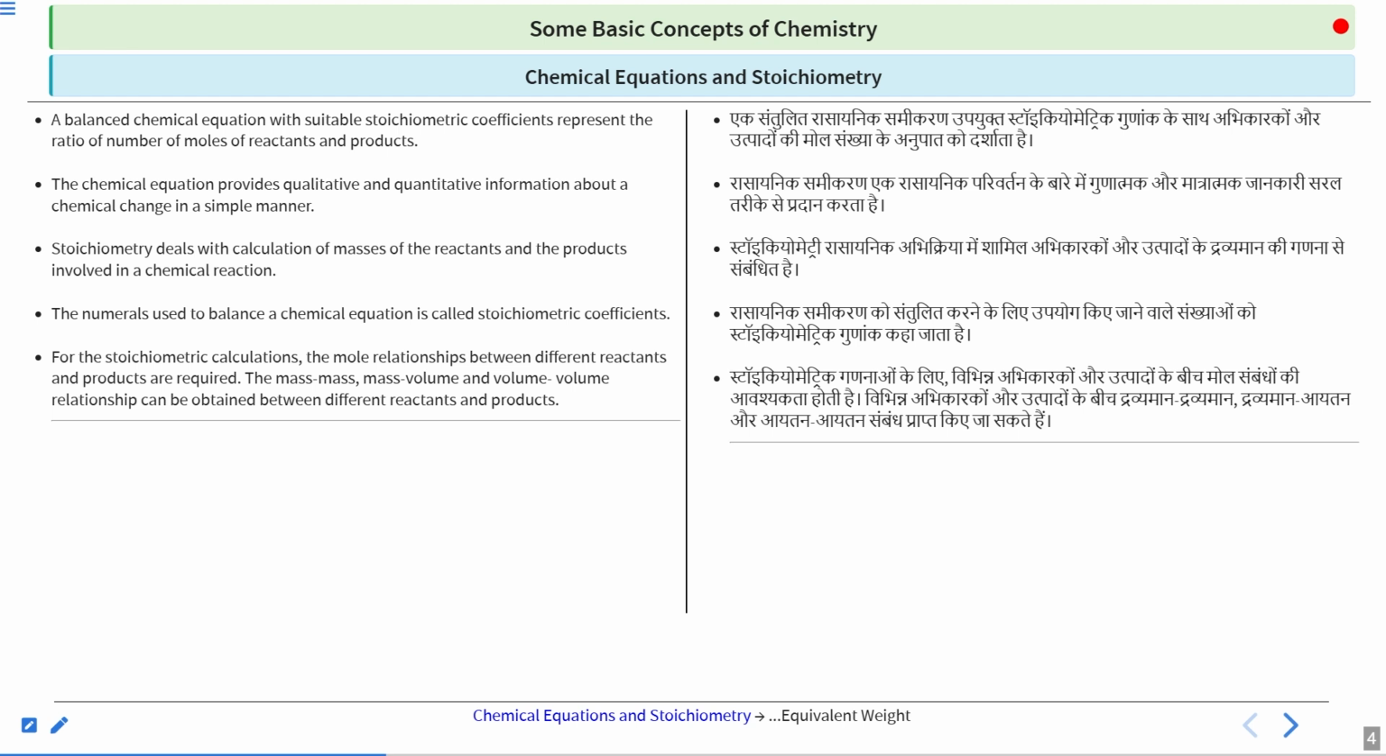The mass relation, the mass-volume relation, and the volume relation can be obtained between different reactants and products. It means that by knowing the stoichiometric coefficients and your chemical equation, both of them, we are able to know the different reactants and products. So what is the mass relationship? What is the volume relationship? What volume of what? Which means the reactant volume and the product volume. All we are able to know with the help of the balanced chemical equation.